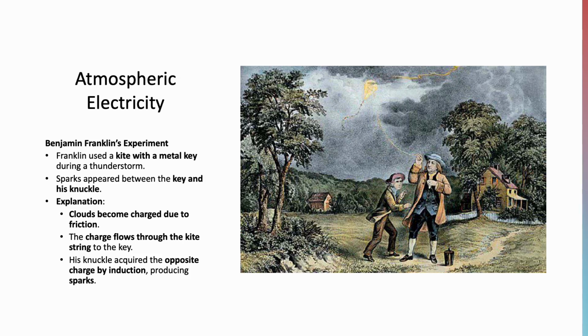Explanation: clouds become charged due to friction. The charge flows through the kite string to the key. His knuckle acquired the opposite charge by induction, producing sparks.